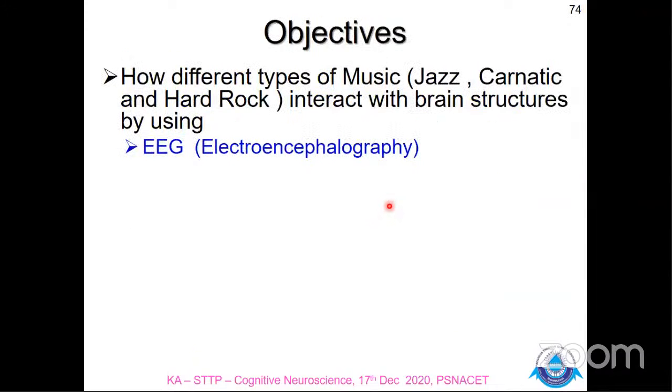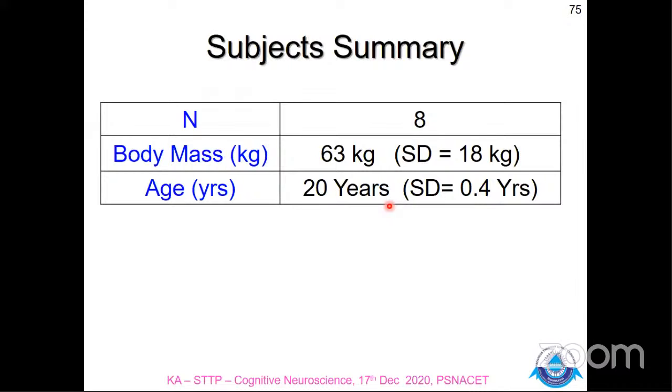In the first study, we consider three different types of music: jazz, Carnatic, and hard rock. We know jazz music, Carnatic music, hard rock. While playing these three types of music, how does the brain play a role? We record the EEG signal during listening to the three types of music, for each subject.